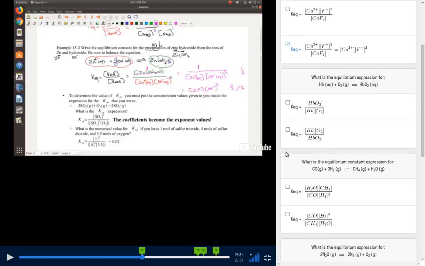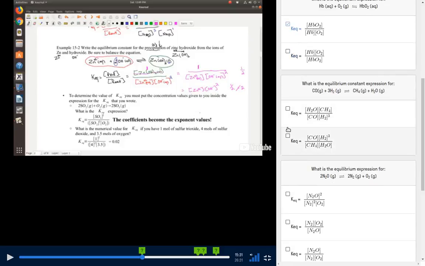All right, what about the next one? What is the equilibrium expression for this? Again, products over reactants. Those are the products, so the product has to be on the top. So it has to be this one, because this one is reactants over products. Equilibrium is products over reactants. This is the product, so it's this one. All right, I hope you're getting this.